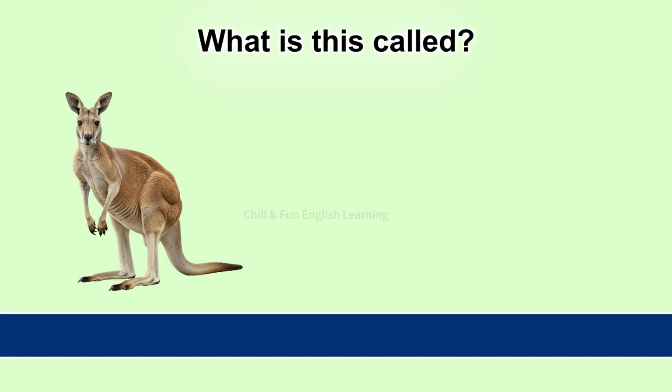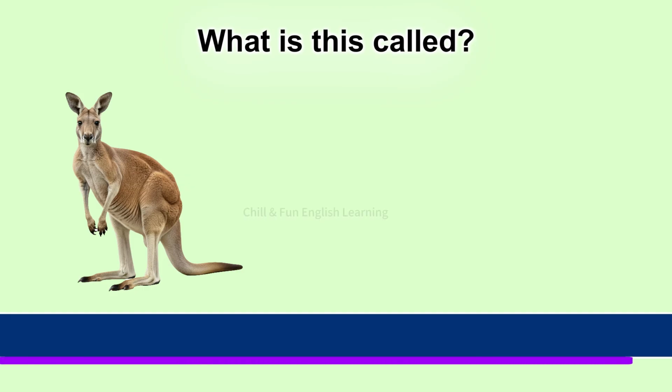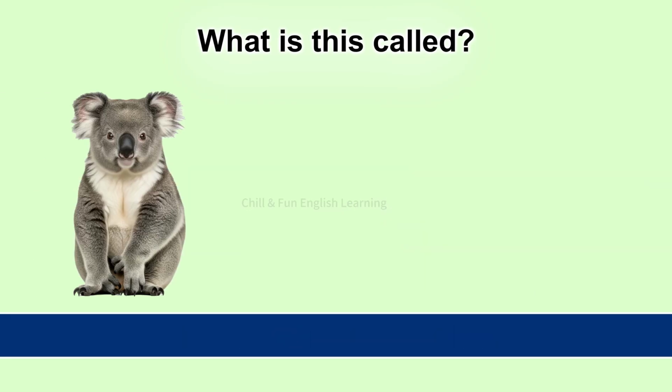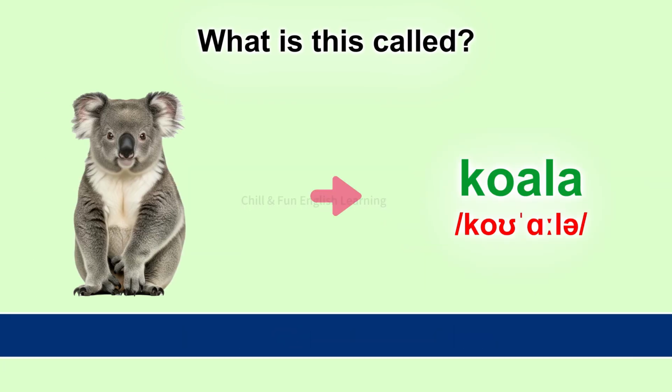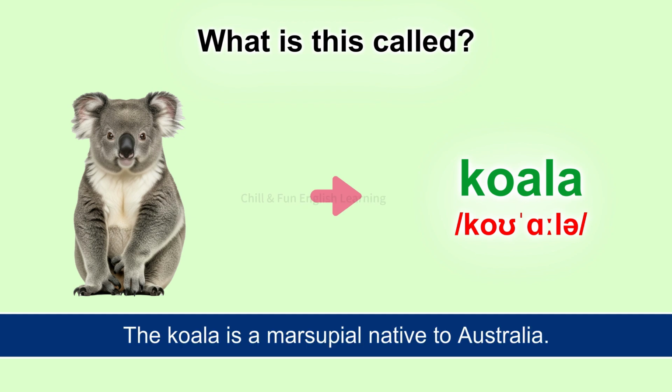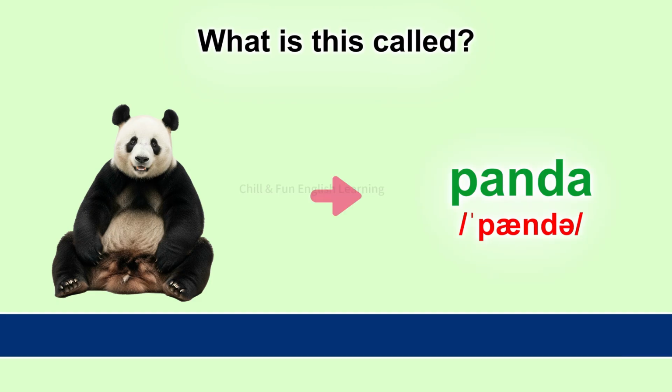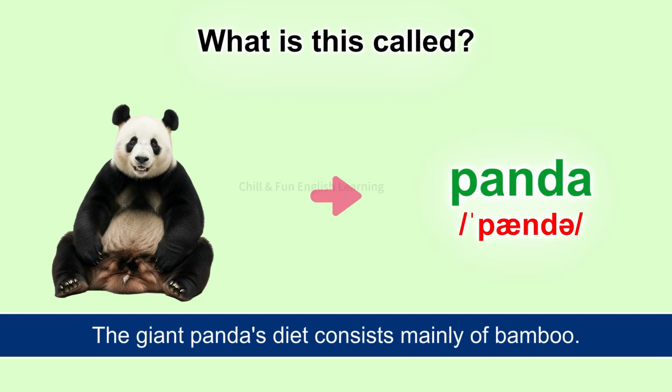What is this called in English? Kangaroo. For example, a baby kangaroo is called a joey. What is this called in English? Koala. For example, the koala is a marsupial native to Australia. What is this called in English? Panda. For example, the giant panda's diet consists mainly of bamboo.